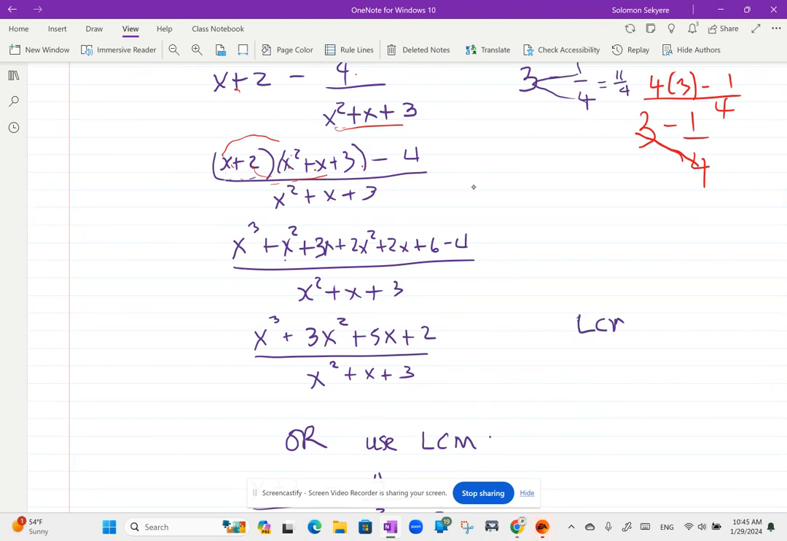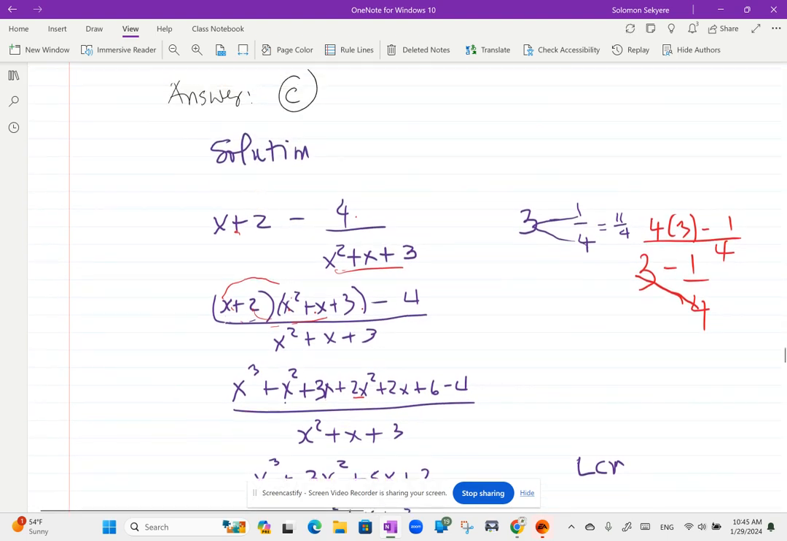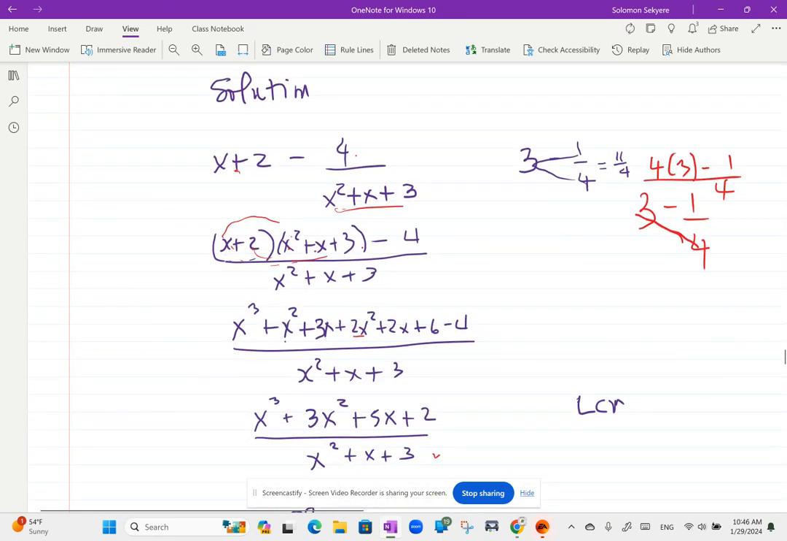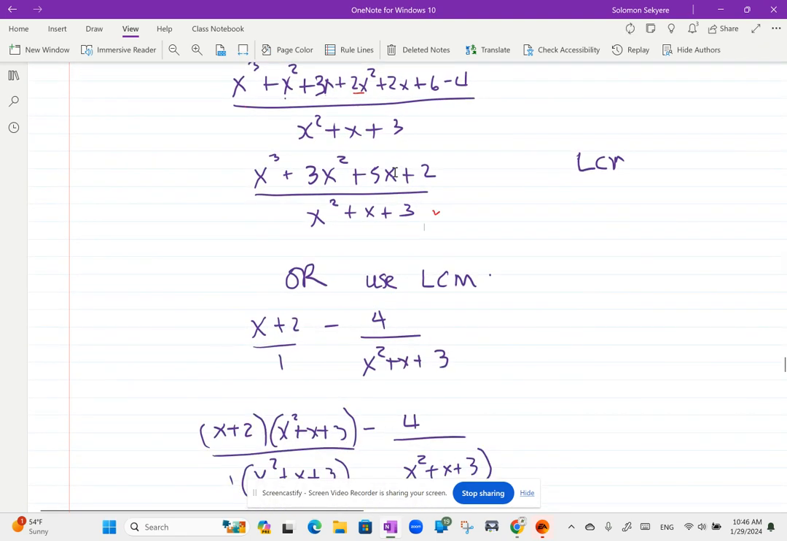So you're going to get x cubed, and then we have 3x squared plus 5x plus 2, all over, don't forget that part, all over x squared plus x plus 3. All right, and so your answer is C. That's the correct answer. So you know how to combine polynomials, right? Or you can use the LCM, right?